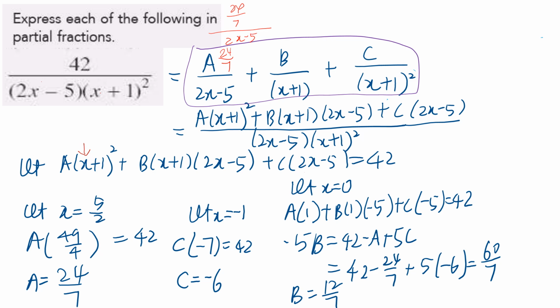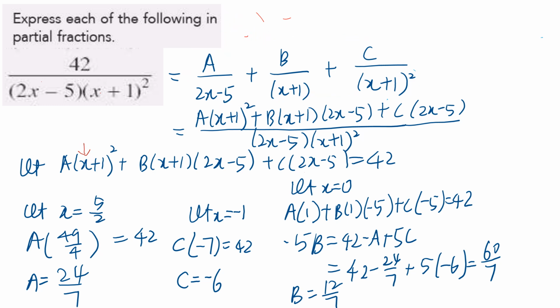So what you can do is to make 24/7 a whole number, just multiply by 7 at the numerator, multiply by 7 at the denominator. So this will give you just 24 at the numerator, and then 7 bracket 2x minus 5 as the denominator. So another way to look at it is that 24 will be the numerator, and then 7 will go to the denominator. Just that simple.